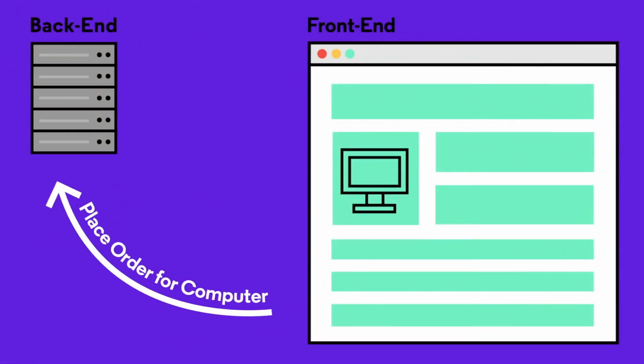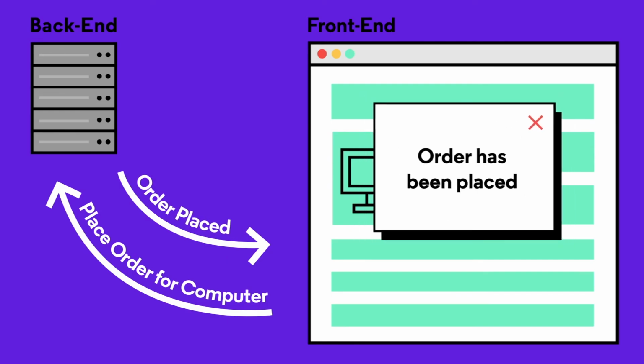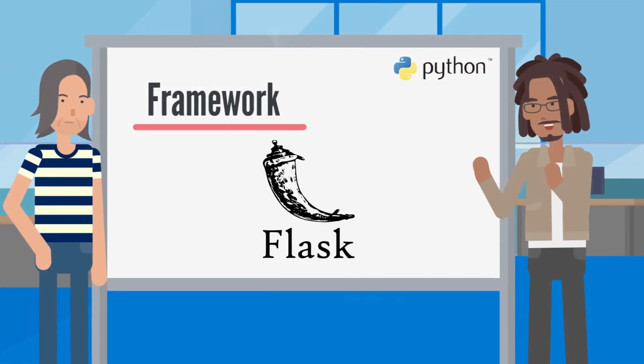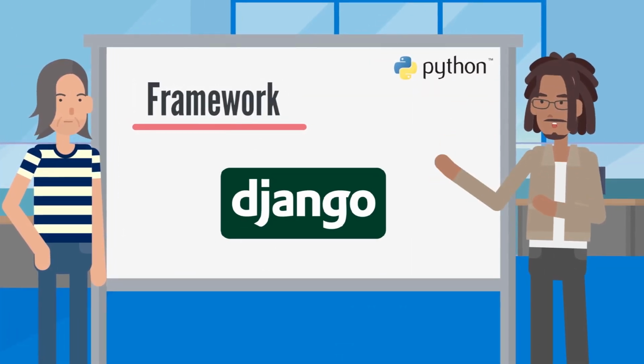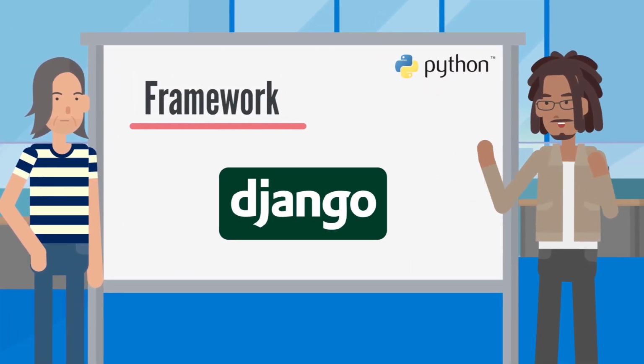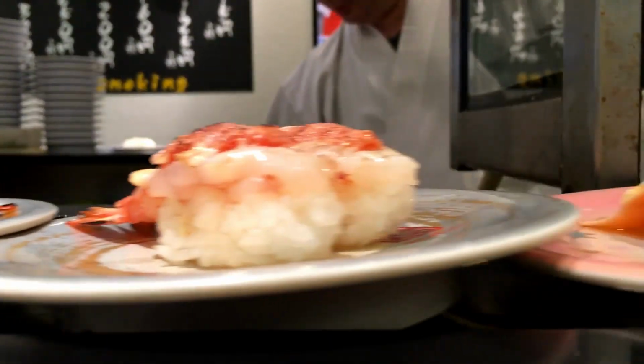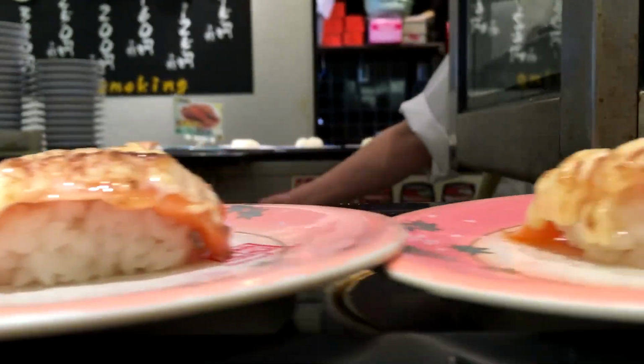What is back end? The back end is the server-side component that handles data storage, processing, and logic, making it the brains of the application. Frameworks like Flask and Django help us build robust, secure back end systems. You can think of it like the kitchen of a restaurant. Customers don't see it, but it is where all the magic happens.